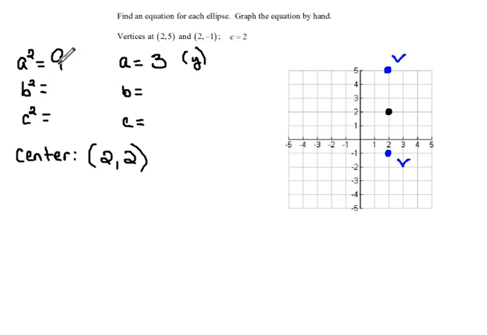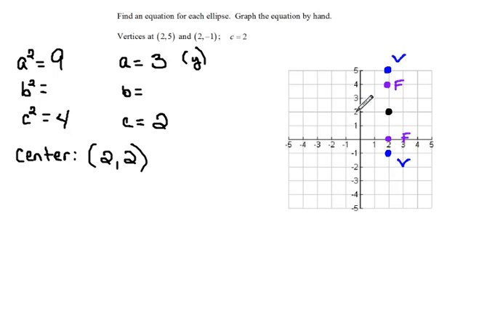Now what else did they give us? They gave us that c is 2. Okay, so if c is 2, then c squared has to be 4. And if you'll remember, c is the distance from the center to the foci. So that tells us that we're going to go up 2 units to the foci and down 2 units to the foci. Because remember, the center, the foci, and the vertices are all on that same major axis.